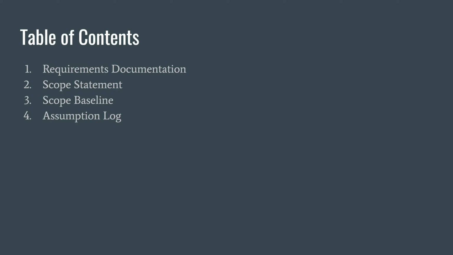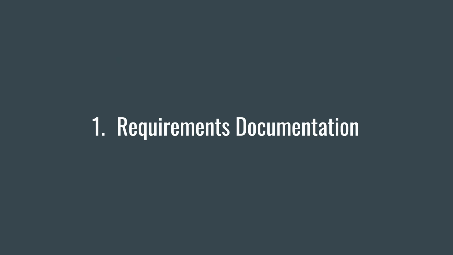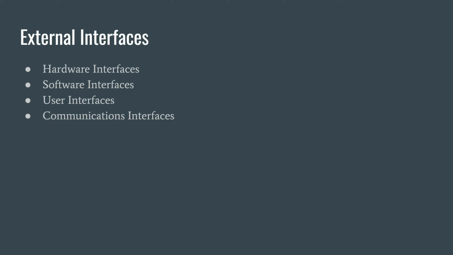So here's the table of contents for our presentation. First we have the requirements documentation, and then we have the scope statement, the scope baseline, and our additions to the assumption log that we came up with. So just a quick reminder, the Six Flags Line Generator application's goal is to improve the user's experience at the theme park by generating paths that will help users avoid long waiting times, which is the #1 complaint at Six Flags. So first we're going to go over the requirements documentation.